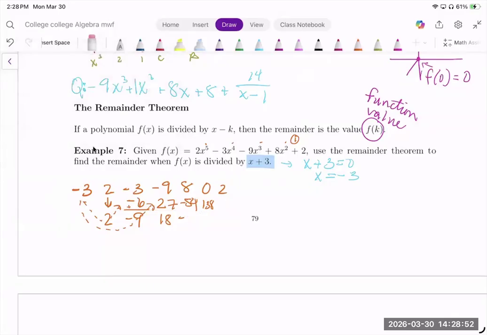Okay. Let's see. -46 times -3, add down 138. There we go. Then 138 times -3 is -414. Let's see, that was kind of squished. -414. And then we add down, -412.